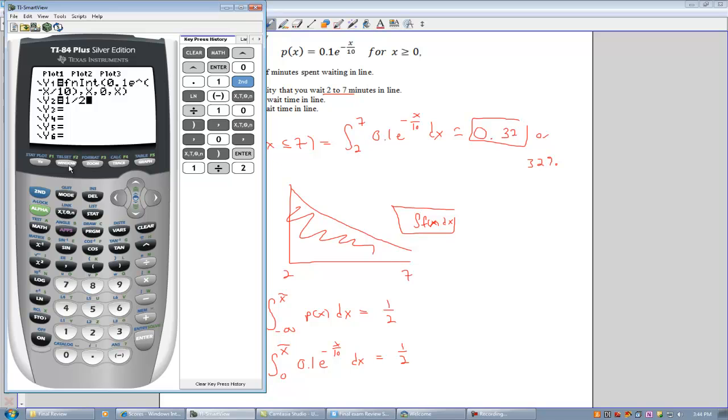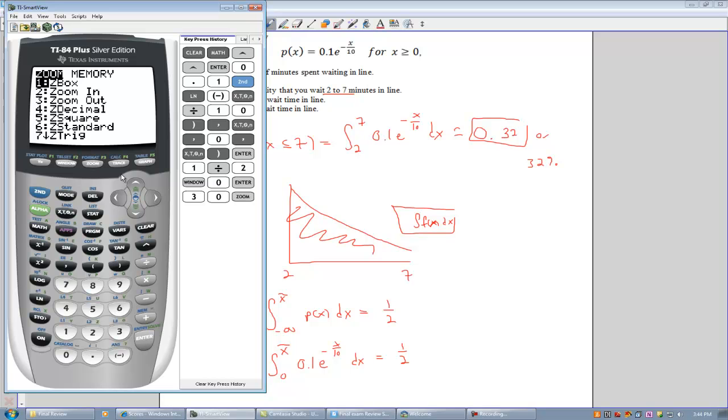For my window now, I'm trying to figure out the median wait time. So what time do you think is kind of in the middle? Well, you can start at 0 and go up to, well, I could really go up to infinity, but I don't think it's going to be that long. I'm going to go up to maybe 30 minutes, because I don't think I'd wait in line longer than 30 minutes.